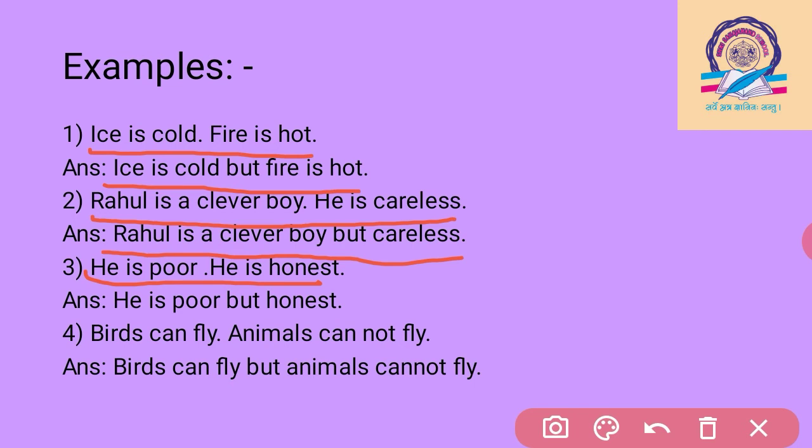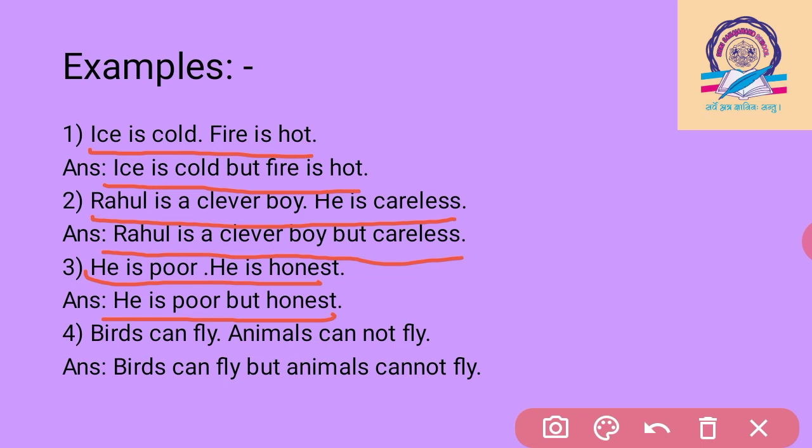So here the two ideas are different. We have to join opposite ideas by using but. So he is poor, one sentence. Then we have to write but, and honest we have to join after but. He is repeated here, so we have to write it only one time.